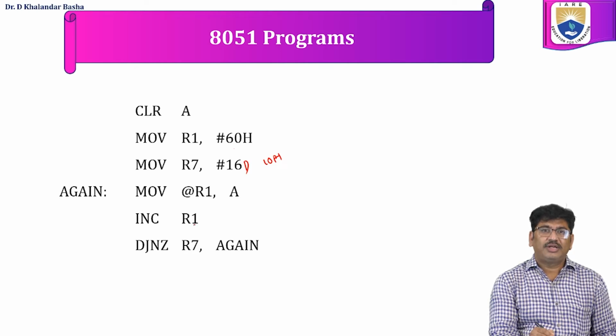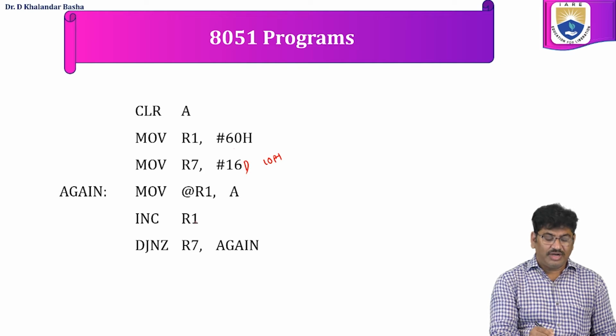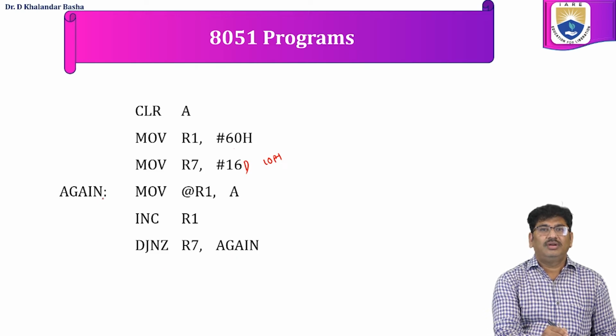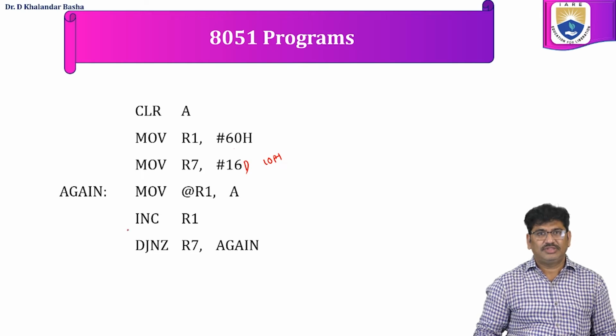This loop has to be iterated for 16 memory locations. For every iteration, we decrement the count specified in the R7 register. After decrementing, if R7 is non-zero, the loop takes place by moving the control to the label named AGAIN. So this loop will be iterated 16 times.